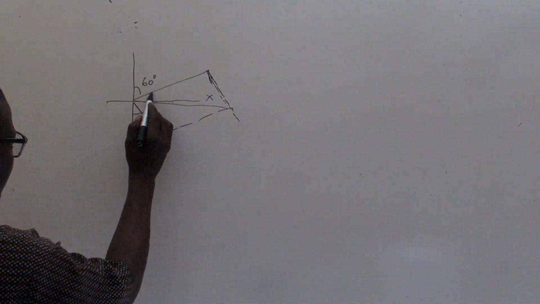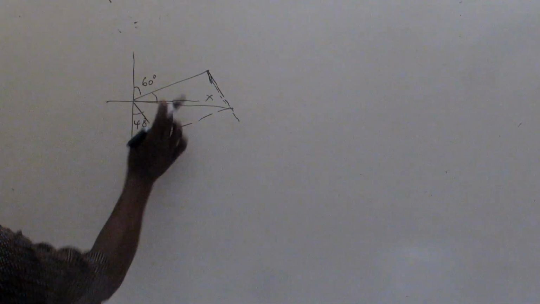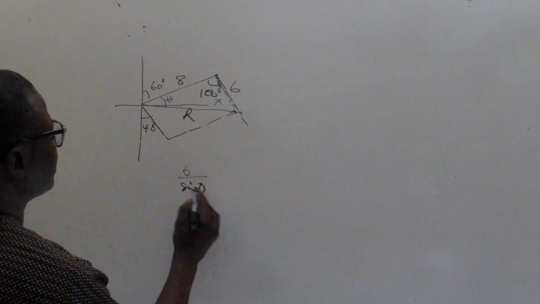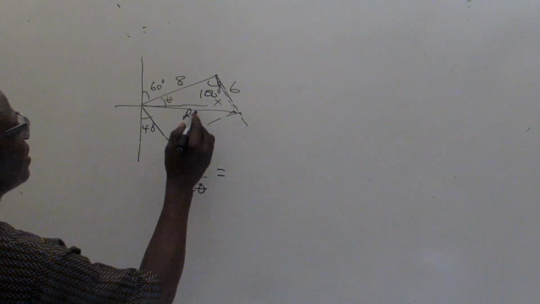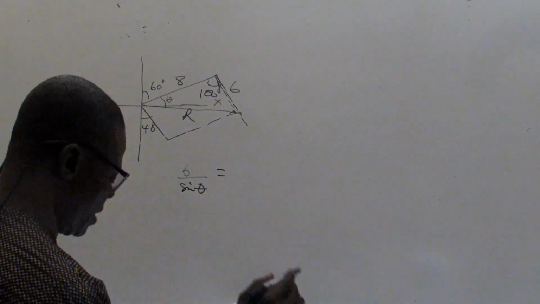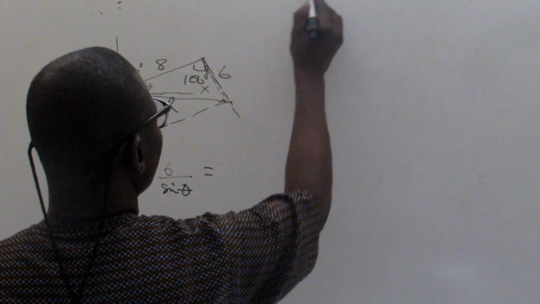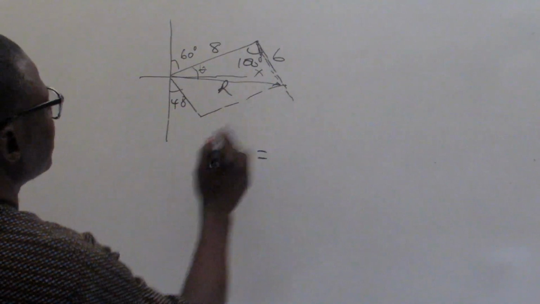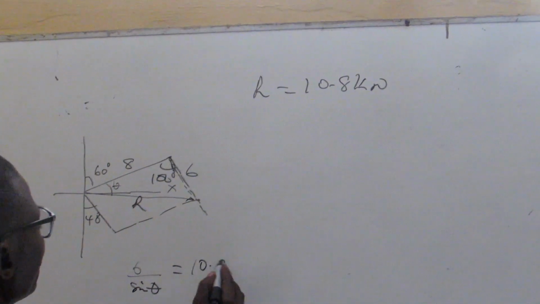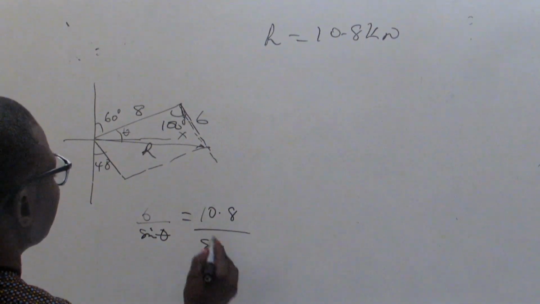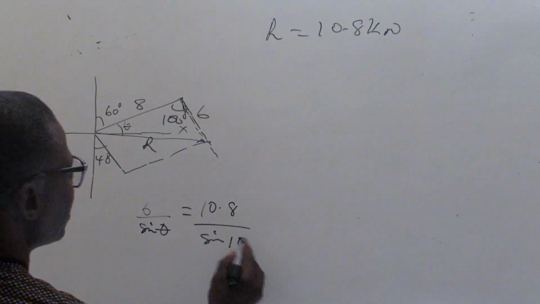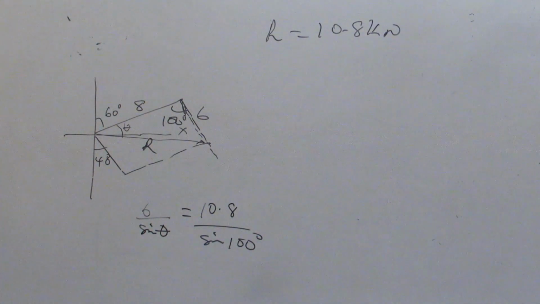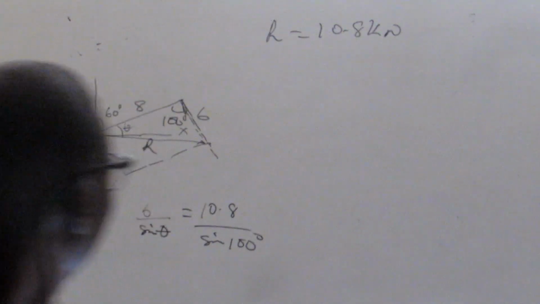There is an angle, an extension line theta. The resultant has been calculated to be 10.8 kilonewton. So this, our resultant, is now known, which is opposite this angle. It's 10.8 all over sine 100 degrees. So we use our calculators to punch out now.